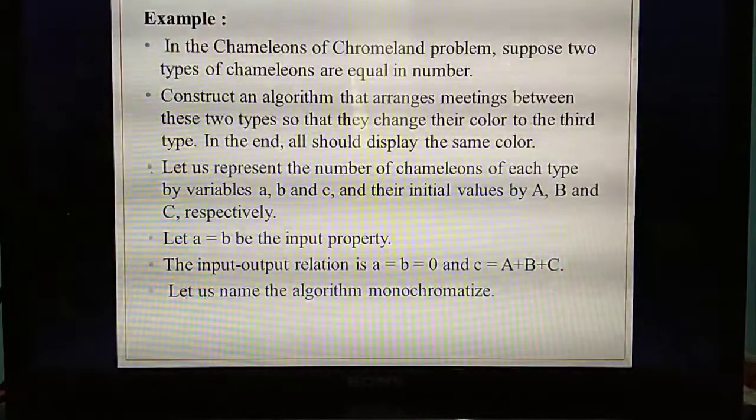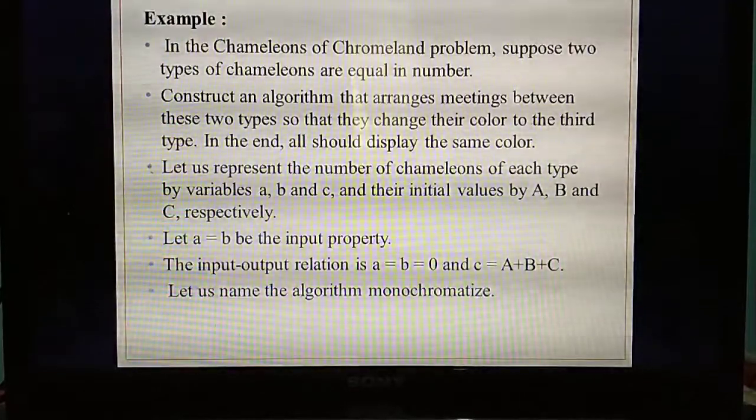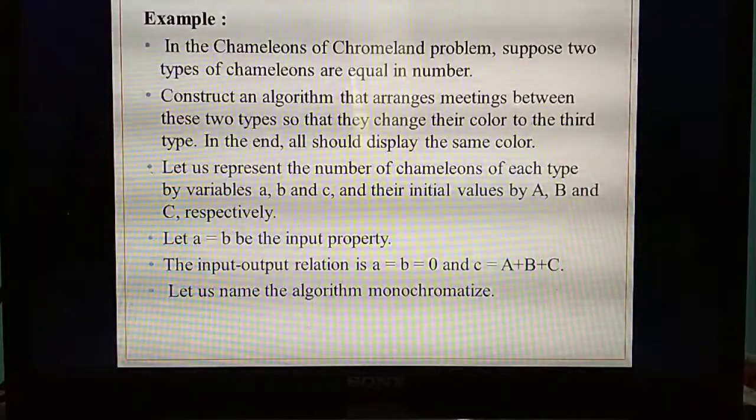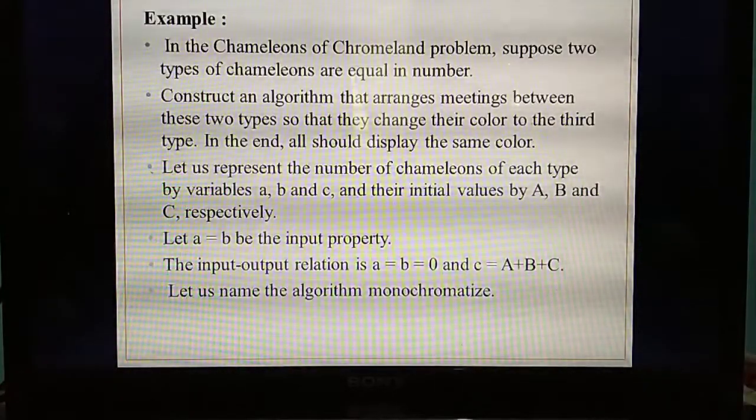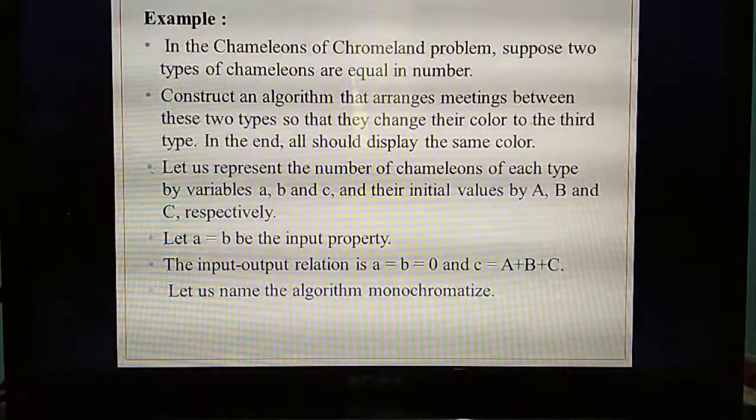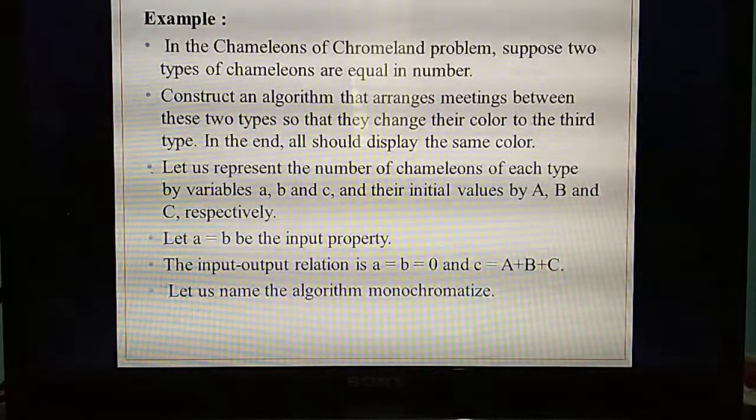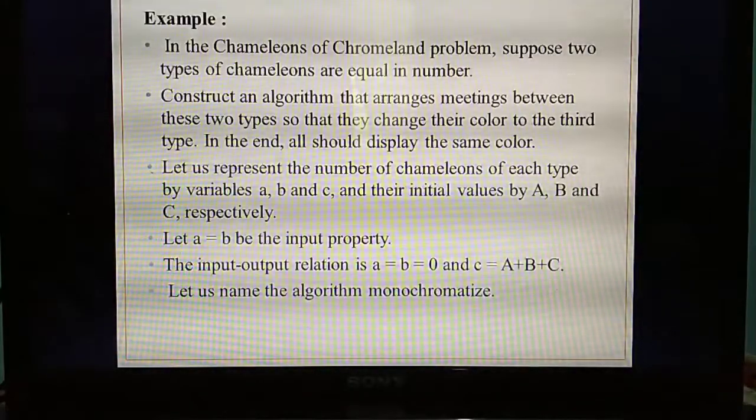Understand? So what does this problem mean? In a country of Chromland, many chameleons are there. What do you mean by chameleons? In Tamil we call chameleons Pachondi. So here many chameleons are there, but there are 3 types of chameleons. How many types are there? 3 types.